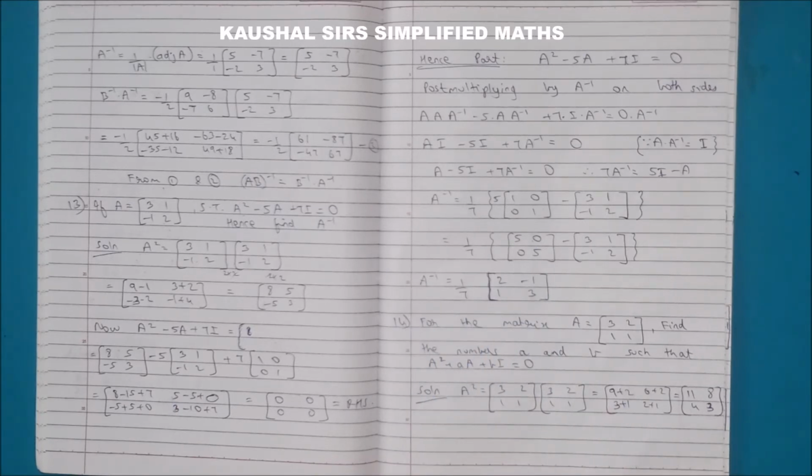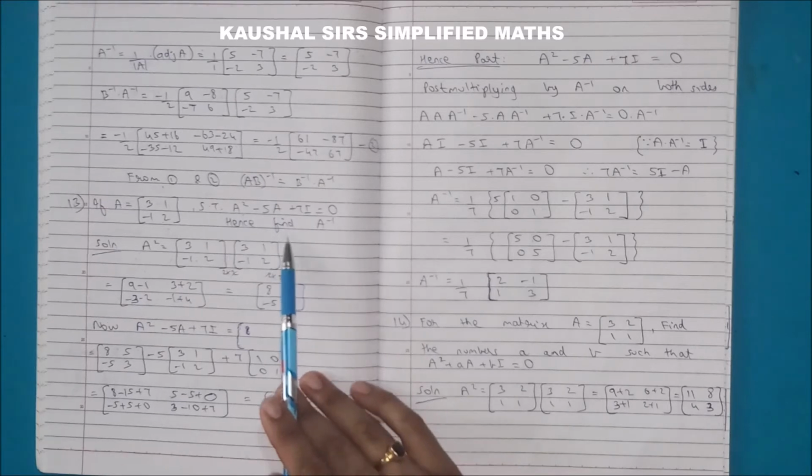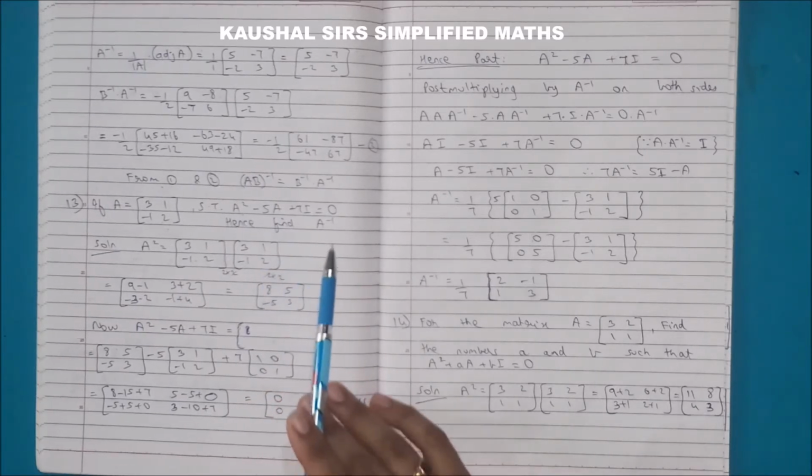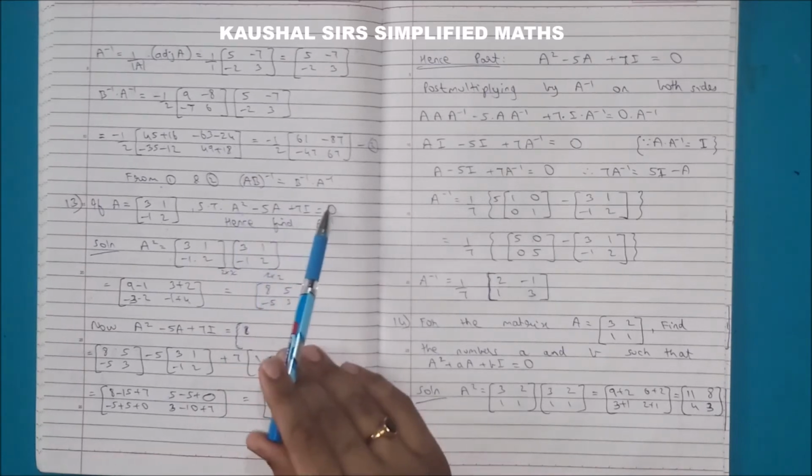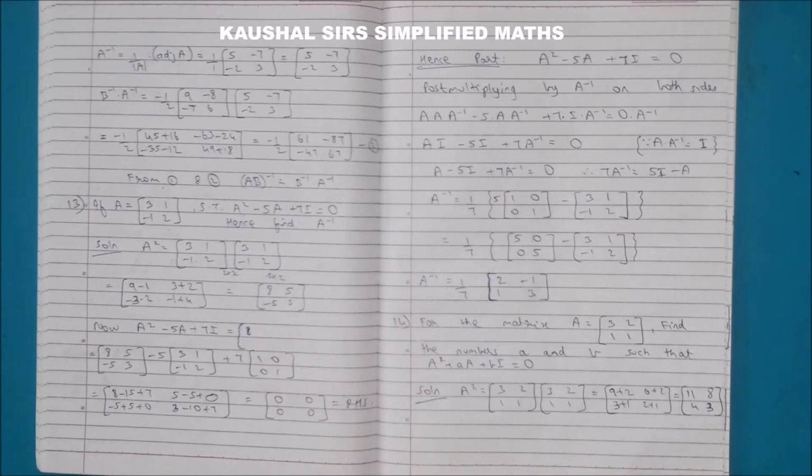Okay students, so important thing, please remember, when it says hence find A inverse, don't use A inverse by the adjoint method or row column operation. Use the equation and find A inverse. Okay, let's move to the 14th question.